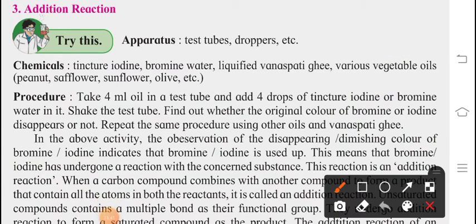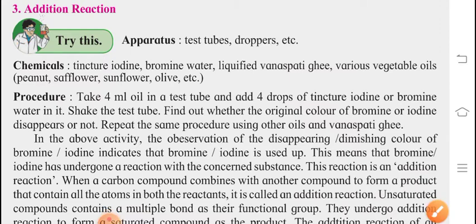Next is addition reaction. To understand this, again we have to repeat one experiment. Please consider it in your mind that we are going to perform it with the video part. First we will read what we are going to take for this experiment. Apparatus are test tubes, droppers, etc. Chemicals: tincture iodine, bromine water, liquefied vanaspati ghee, and various vegetable oils, which can be peanut, safflower, sunflower, or olive oil, any one.